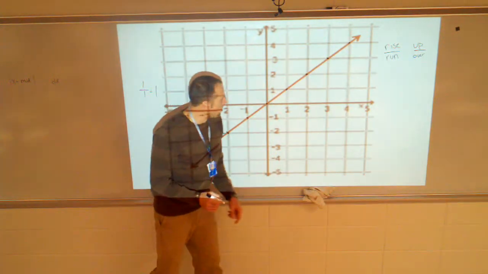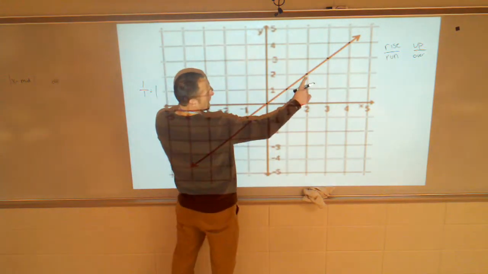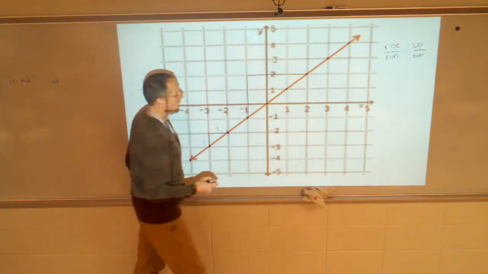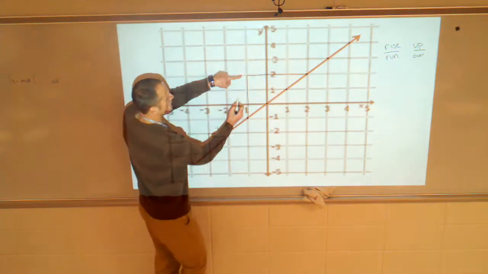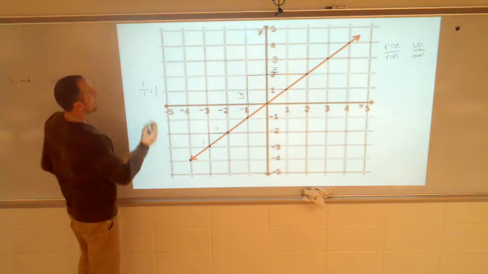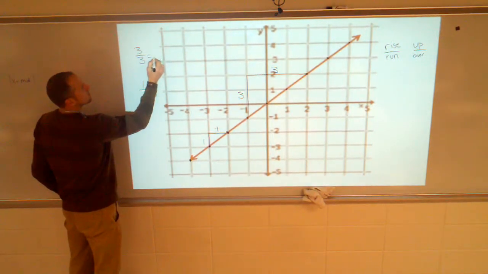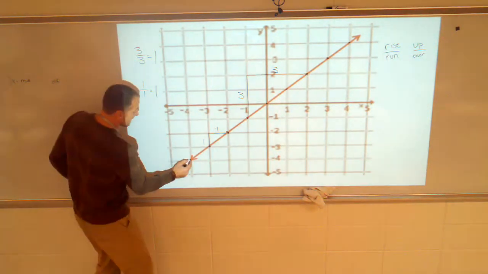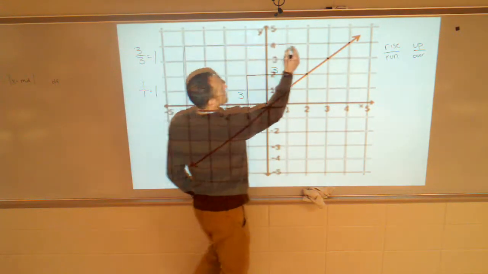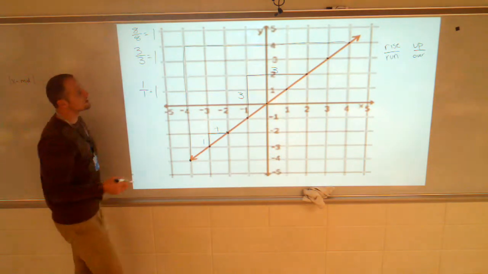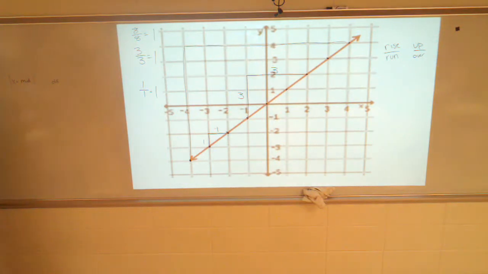Now, just to prove my point, let's say I use this dot and this dot, and made my triangle there. If I go up 3 and over 3, look what we have. Up, over, that's going to reduce to 1 as well. I could use the whole thing. I could go from here to here, where I'm going up 8 and over 8, that is still going to be 1. So, it doesn't matter which dots you use, it's always going to come out the same.